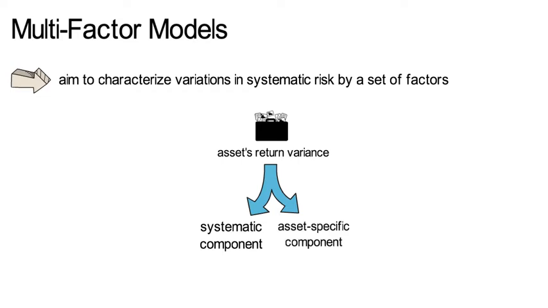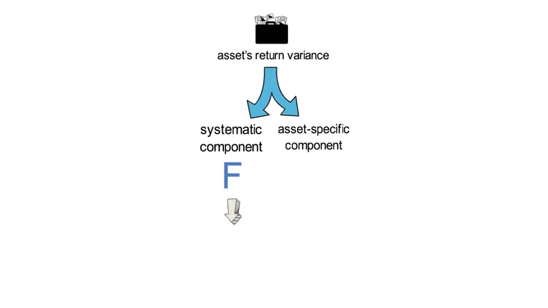The systematic component can be driven by a set of factors, which we here call capital F. Note, F has an expected value of 0 because it measures new information about the macroeconomy. So F captures essentially the deviation of the common factor from its expected value. To simplify the exposition in that video, we treat F as a single factor.